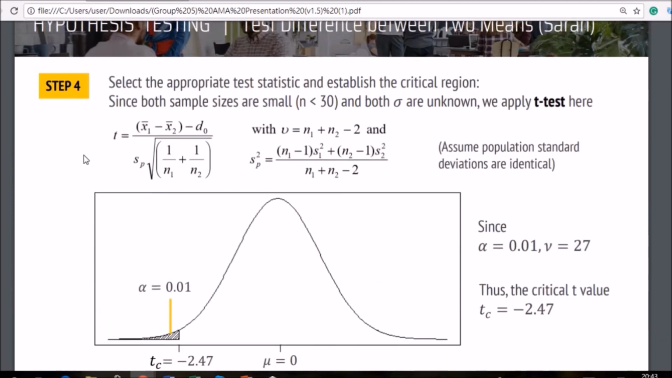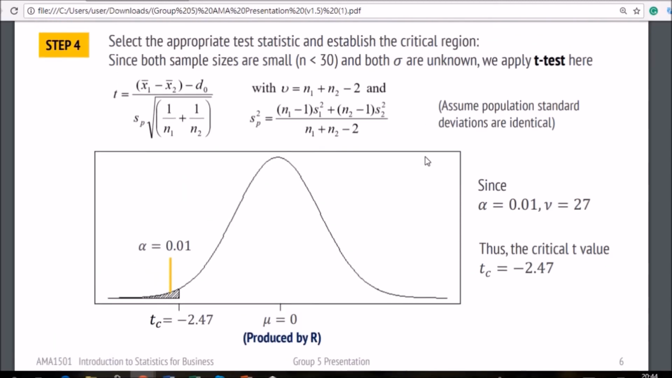Before we test our hypothesis, we first need to select the appropriate test statistic. By referring to the summary table on page 88 on our study guide, since in this question, both sample sizes are small with n less than 30, and both sigma are unknown, we apply the t-test here. And there are two formulas, and we choose the upper formula as stated on the screen. And to use this formula, we need to assume the populations to be approximate normal with equal variance.